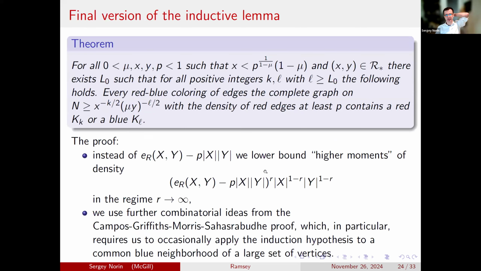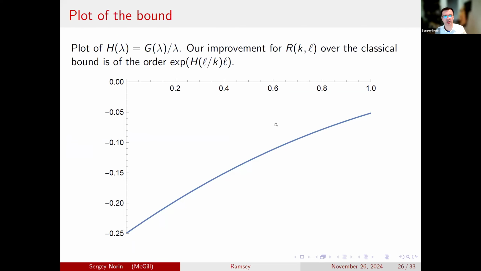And this is another graph, which I wanted to show you, also supposed to graphically show our improvements, by how much we are improving on the Erdős–Szekeres bound in the end. Well, so we are improving, here the improvement is measured by e to some power times L, where L is the smaller of the two numbers k and L.